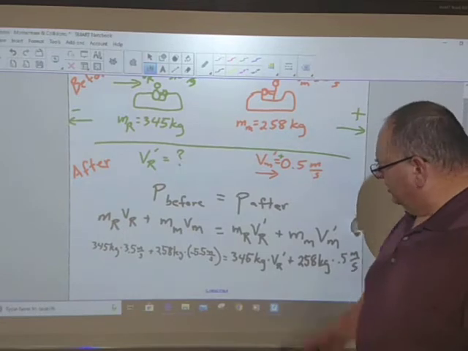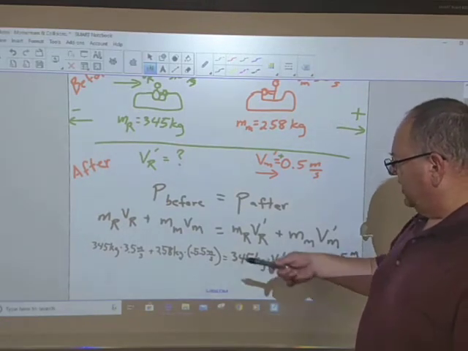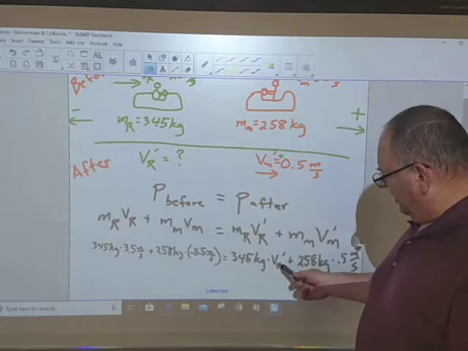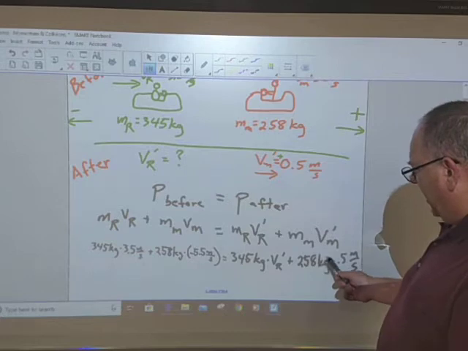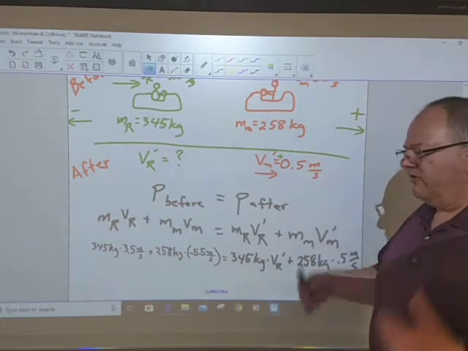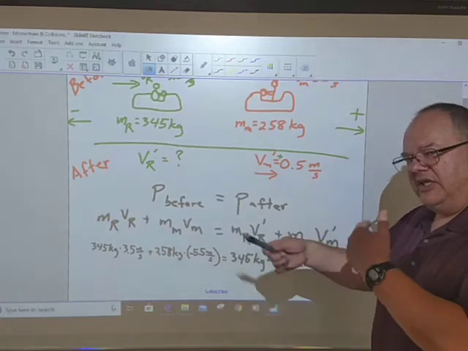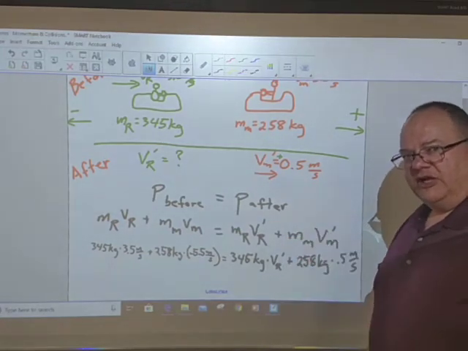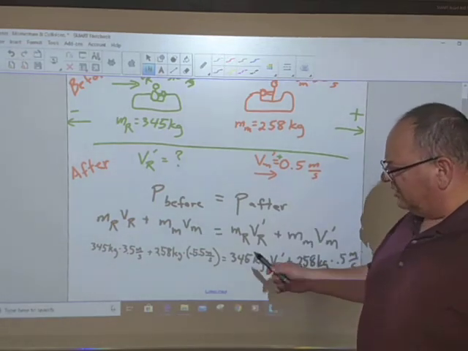Now, algebra. There's the variable that we're looking for. So I have to get it by itself. Now, that variable is multiplied by this stuff, and it's added to this stuff. So if you think about your order of operations, when I'm moving things around, it's kind of the reverse of that standard order of operations. So I've got to subtract this first, and then I'll divide by that.